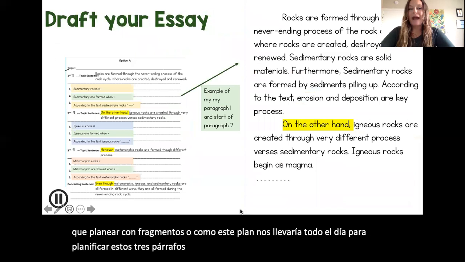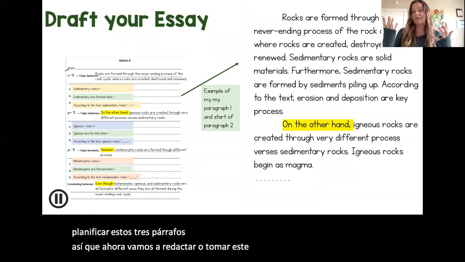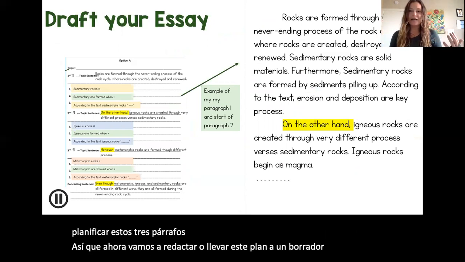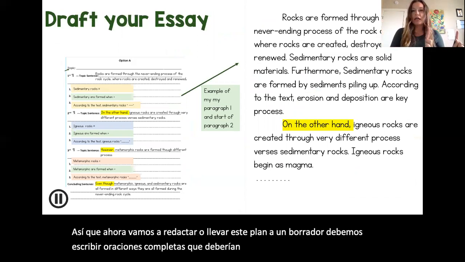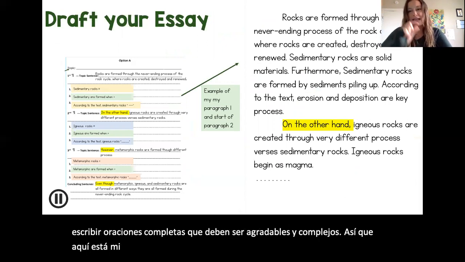So now we're going to draft. We're taking this plan to a draft. We should write complete sentences. They should be nice and complex. So here's my draft of just my first paragraph and the start of my second.